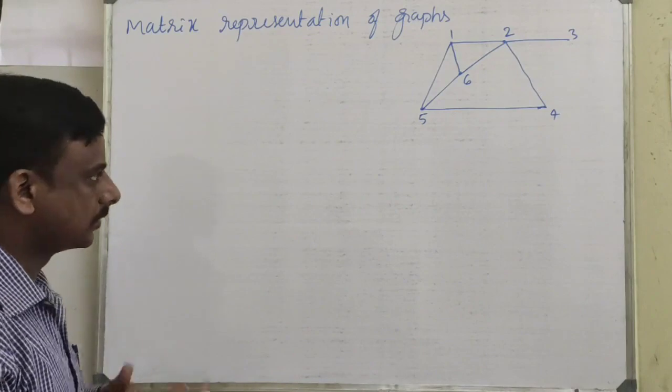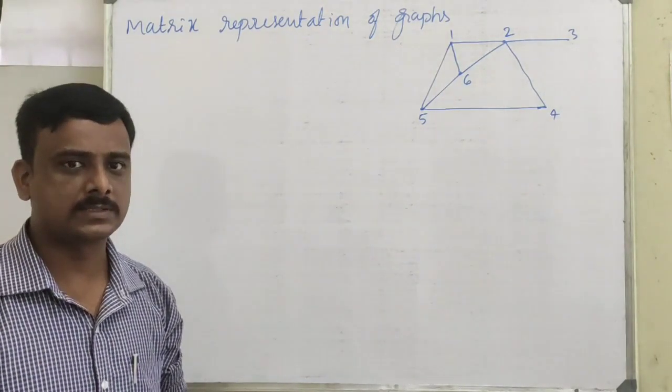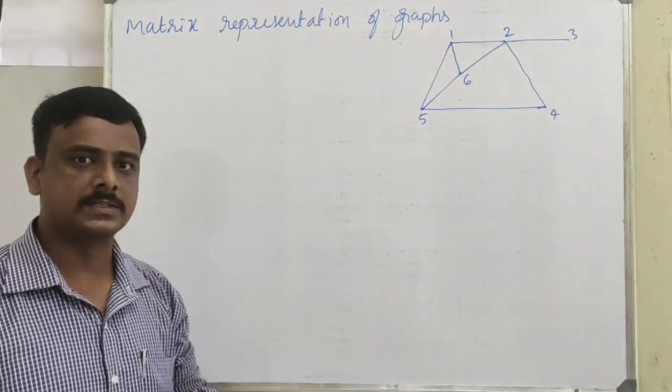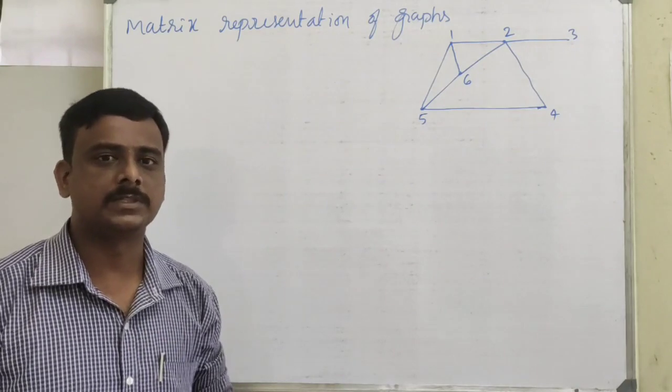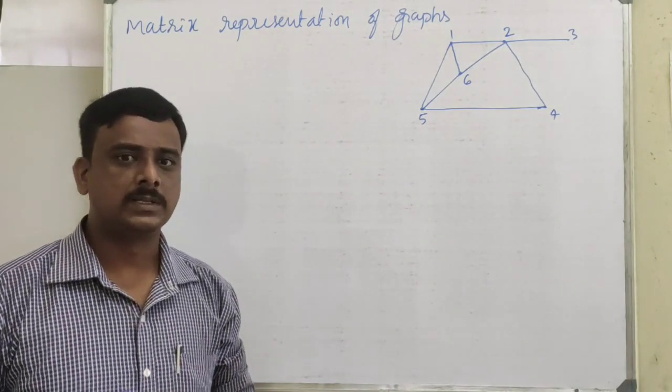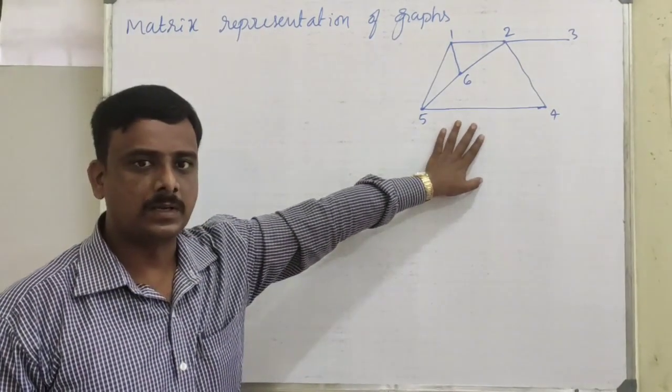So there are so many such matrices. I'll start with adjacency matrix. Later we shall discuss incidence matrix, cycle matrix and cut set matrix. For our syllabus we have 4 types of matrices. So let's start with adjacency matrix. So I have this graph.